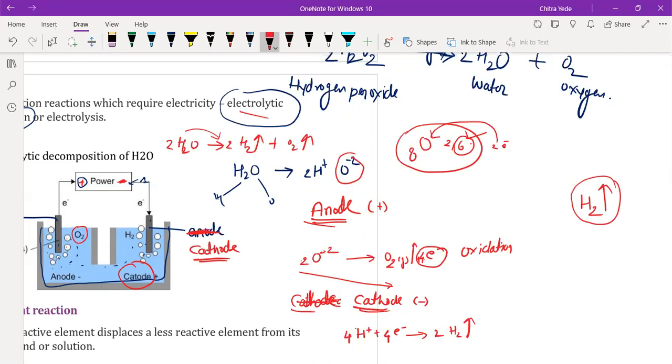Generally, what happens if we put sodium metal in water? Sodium metal combines very vigorously with water to form sodium hydroxide, and at that time hydrogen gas is released, and this hydrogen gas when it comes in contact with air, catches fire.